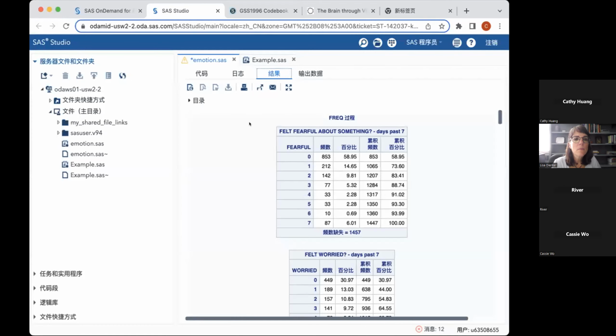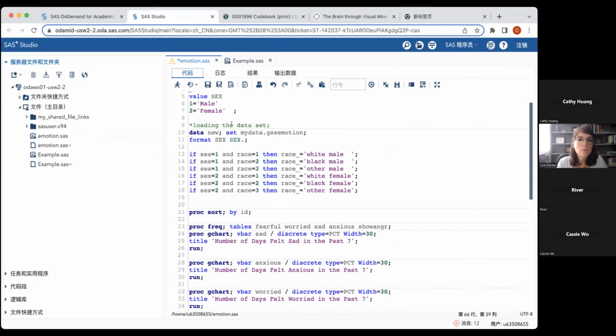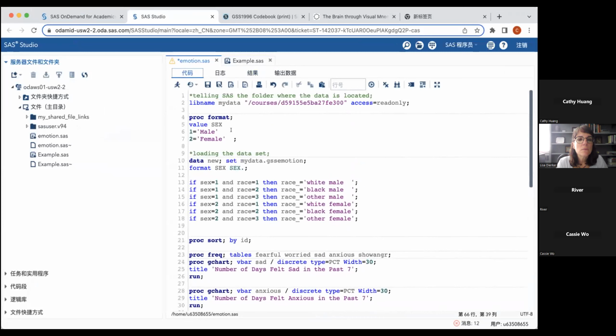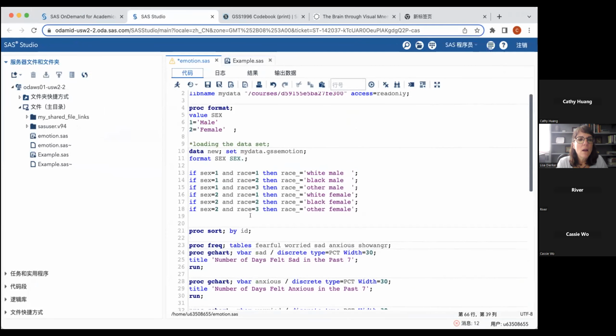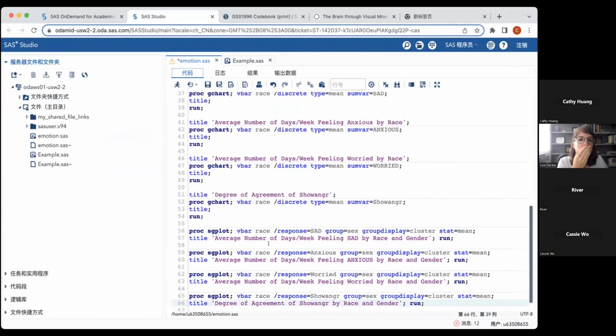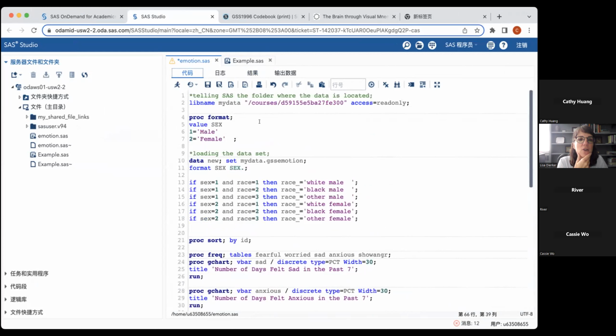So I did something very simple just to make it work. It's just about sex and race and about the feelings. But then I just now tried to add another variable, show anger, and I'm not sure I'm doing it right. Okay, let me look at this. So what are you trying to do? Show me the line of code you're hoping to get output for.